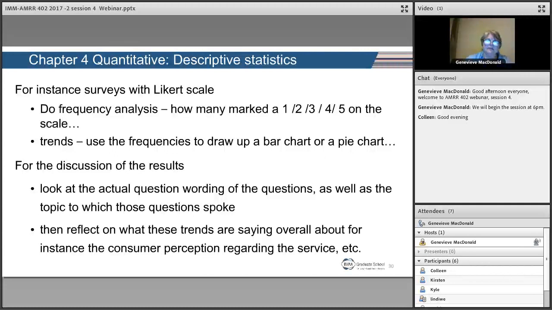But then again, that is only the start. Now you have to discuss these results. You look at the actual wording of the question.